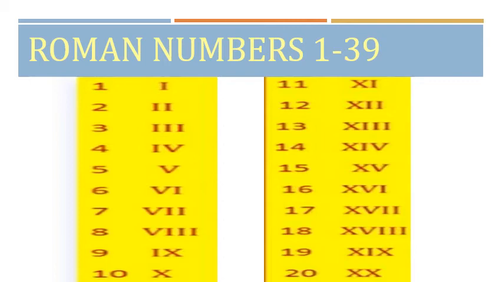Same way 18, X is 10, V is 5, I is 1. So 10 plus 5 plus 1 plus 1 plus 1 gives us 18. Now, my dear children, we know again that we cannot repeat I anymore. So we will write 9 as 10 minus 1, which is I and X. So 19 will be 10 and 9. 10 is X, then IX is 9.